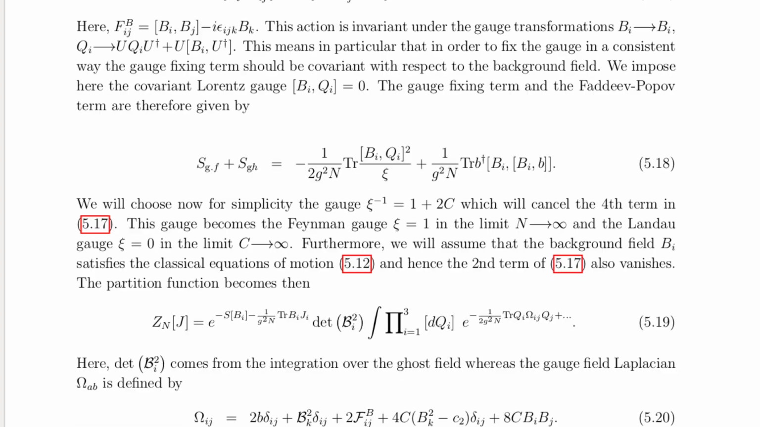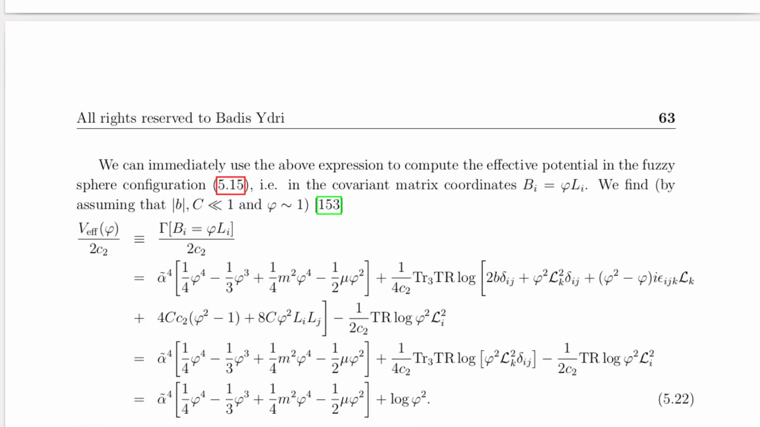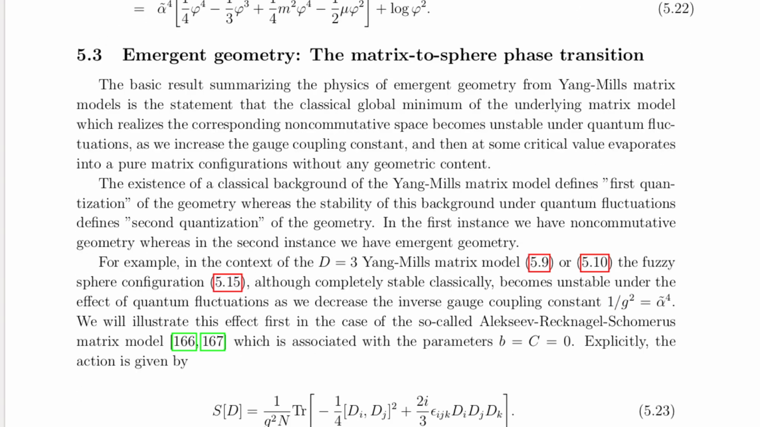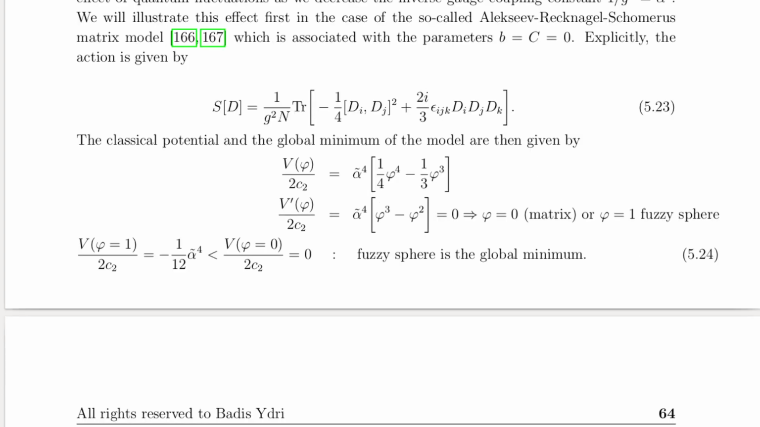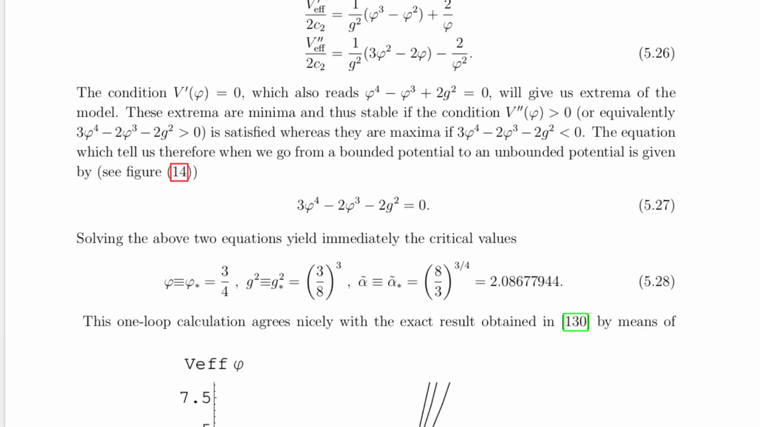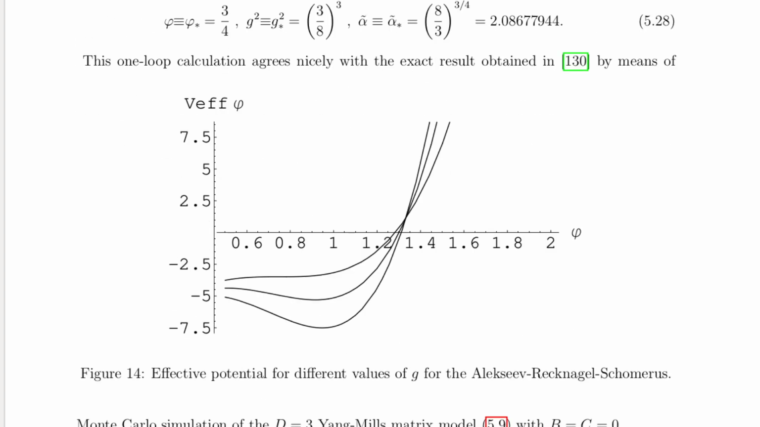Low temperature phase, geometric phase. In this phase, the matrix coordinates organize themselves in a way that resembles a smooth geometry. For example, they can form a structure similar to a sphere or other familiar shapes. This ordered phase corresponds to what we might recognize as space with a coherent, continuous geometry.